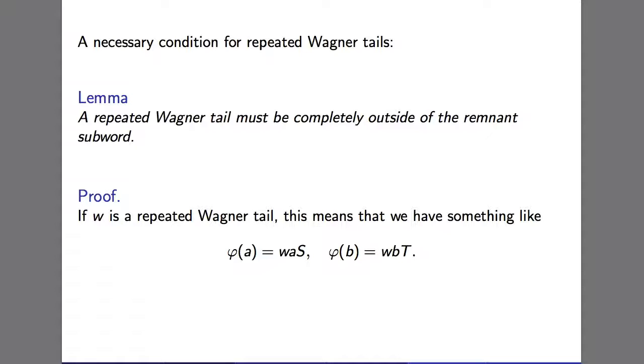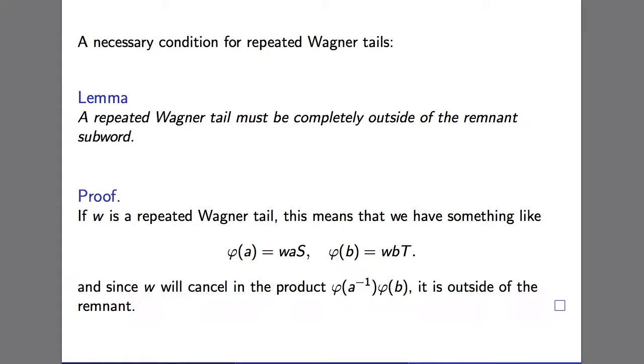If it's repeated, that means you get this same W two times in two different words. Something like this. It doesn't have to be exactly this. It could be on the other side, but something like this must be true: the same word appears at the beginning of two different of these, or maybe on the beginning and on the end. Anyway, this automatically means, if you were to take the product of these with an inverse, that the W would cancel, and so the W cannot be part of the remnant. The remnant must be part of the rest of it. So this W will cancel in this product, so it is outside of the remnant. So a repeated Wagner tail must be completely outside of the remnant subword.